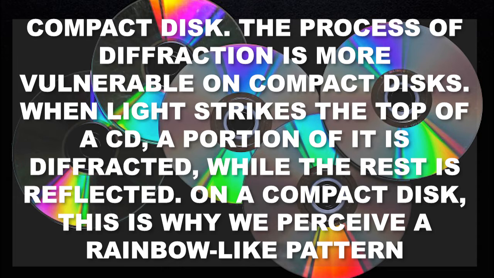Compact discs. The process of diffraction is most noticeable on compact discs. When light strikes the top of the CD, a portion of it is diffracted while the rest is reflected. On a compact disc, this is why we perceive a rainbow-like pattern.